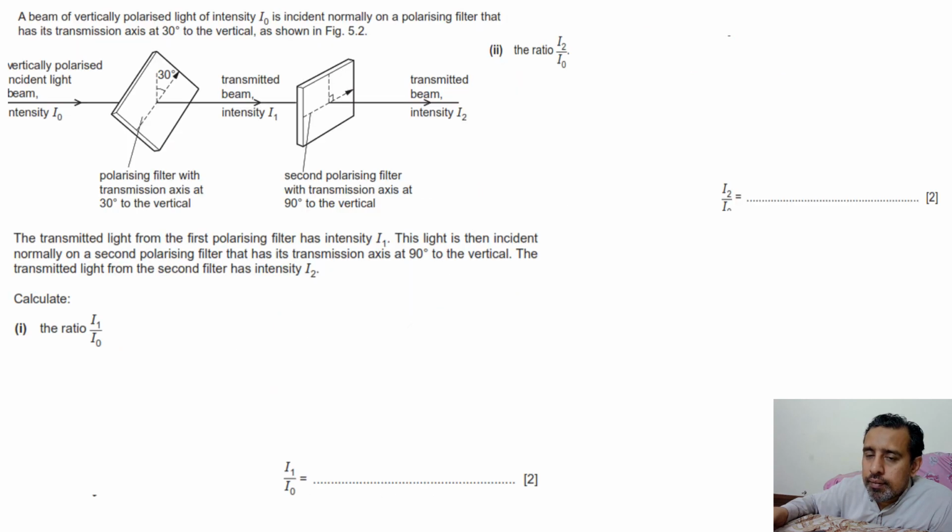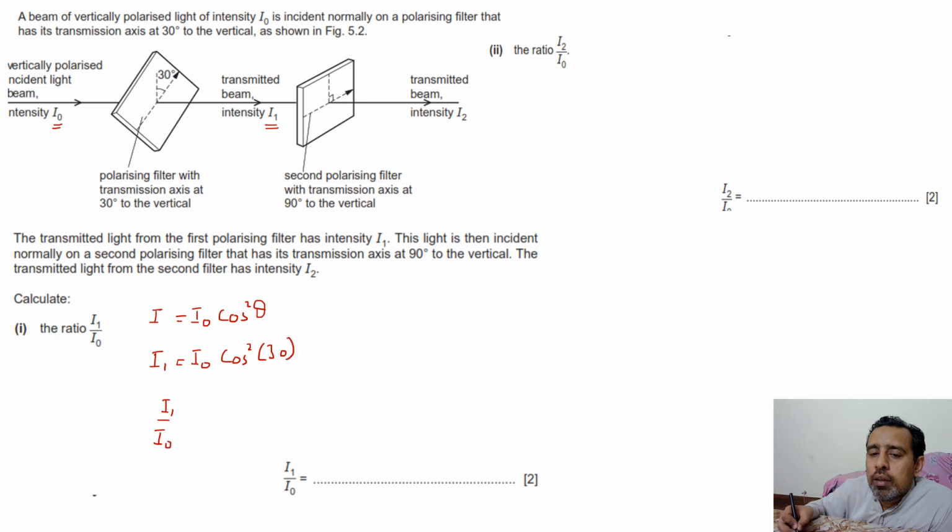On the next slide, this is a past paper question. This is interesting. Look here. This is the maximum intensity, that is called I naught. While passing through this polarizer, there's a rotation of 30 degrees, and now the transmitted intensity is called I1. Clear? So if we write the relation, then I is equal to I naught cos square theta. So this I is called I1. This is I naught cos square of 30. Then I1 over I naught is equal to cos square of 30.